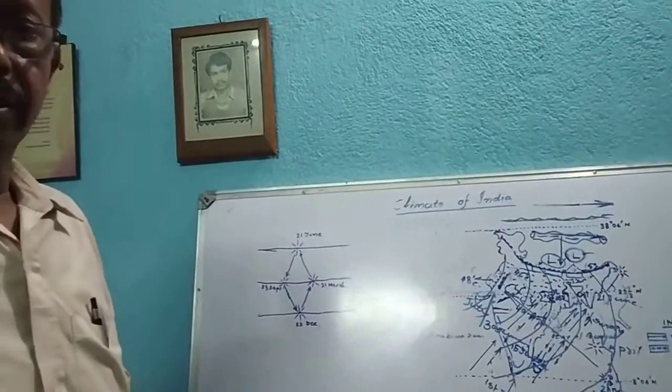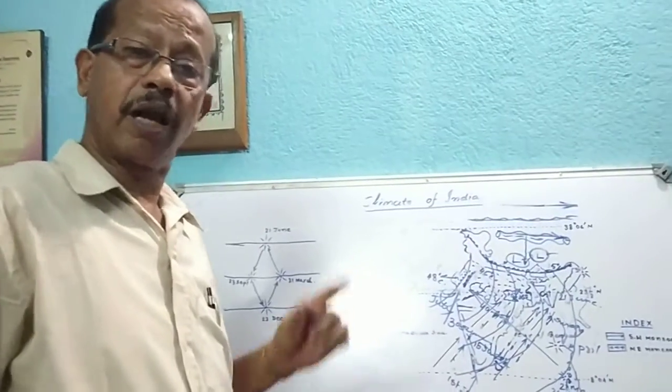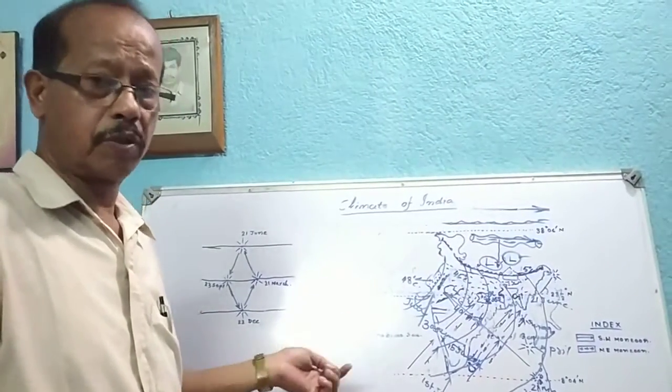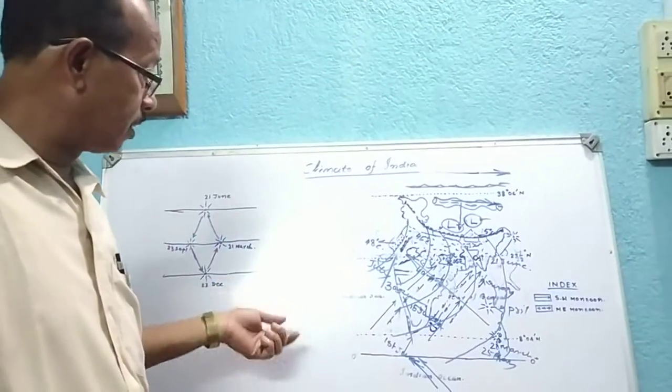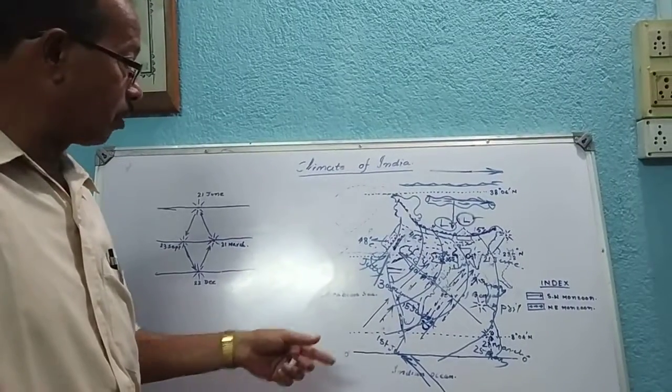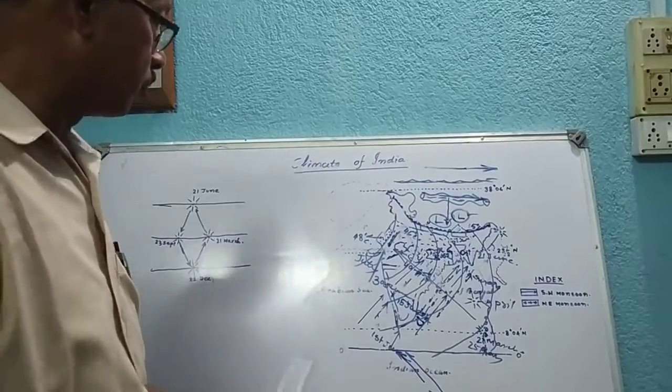Jet stream theory and thermal concept theory I mentioned already. Besides this, radar concentration theory and cloud trajectory theory also explain the origin of the monsoon.